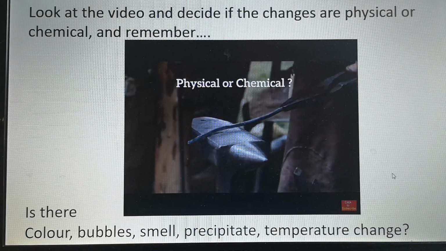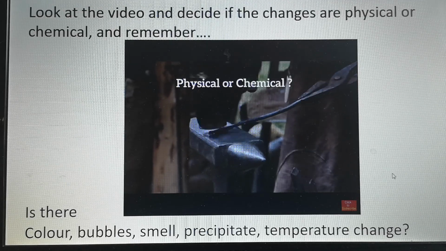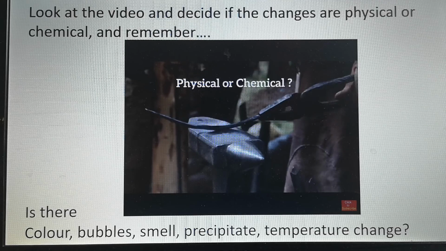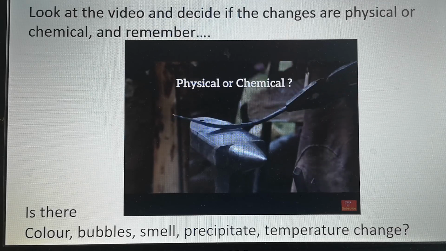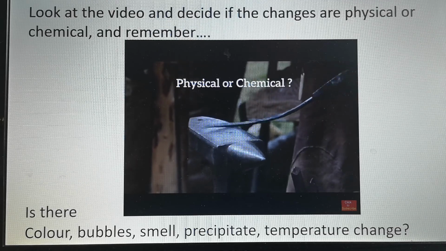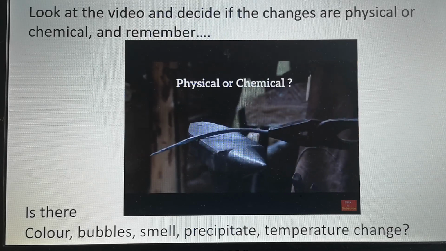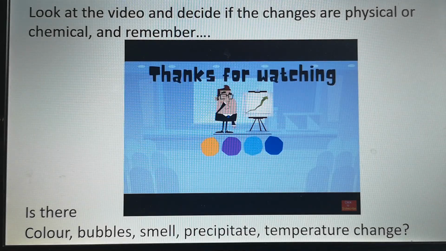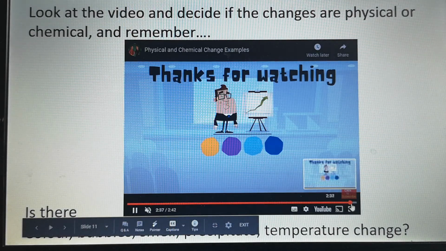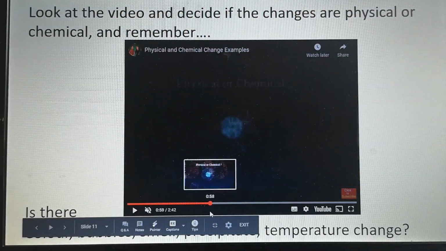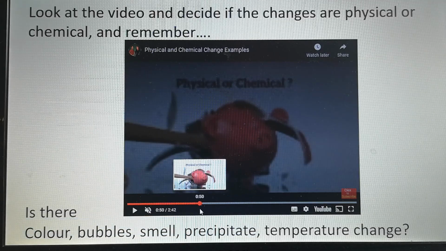Oh, so this is a blacksmith. So he's basically heated up that metal and now he's beating it with a hammer to change its shape. So is that a physical change or a chemical reaction on there? Right, so I'm going to scoot on back now, guys. How did you go on there? Let's have a look and see.